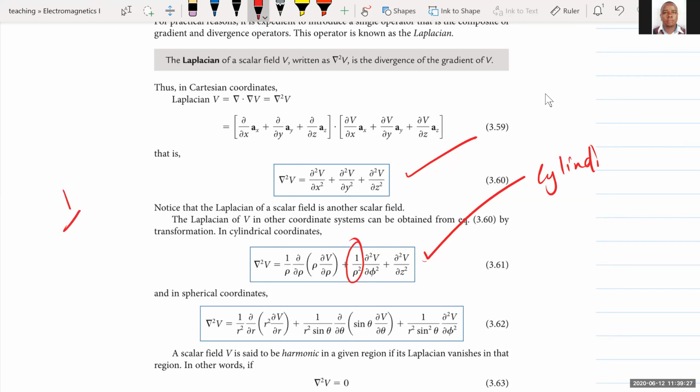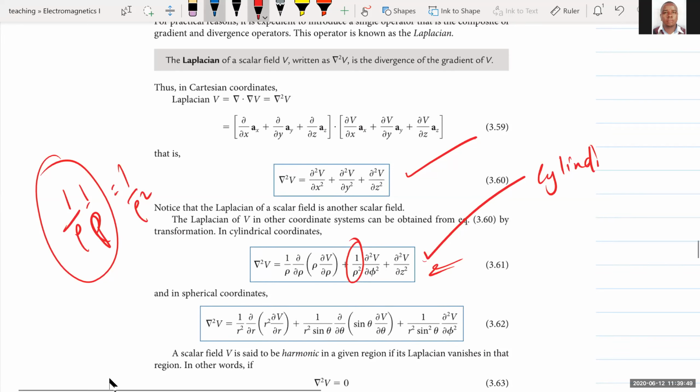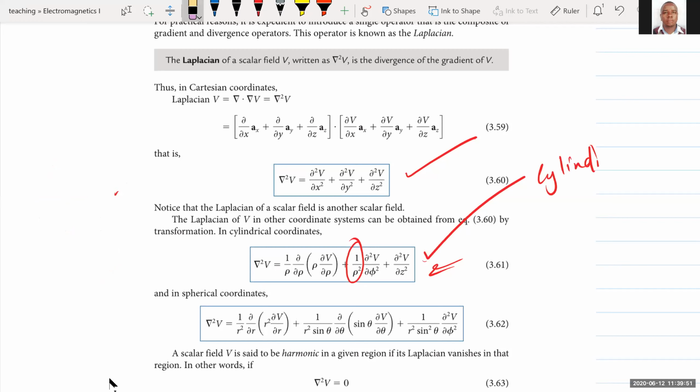Remember, in the divergence, we had 1 over rho only, but now because we are doing it twice, it is like you're multiplying with another 1 over rho, then it becomes 1 over rho squared. So that would be how I would try to remember those concepts if I was remembering them on my own.